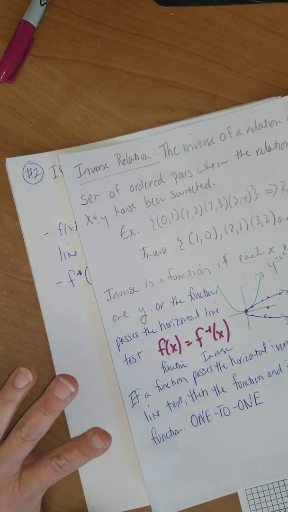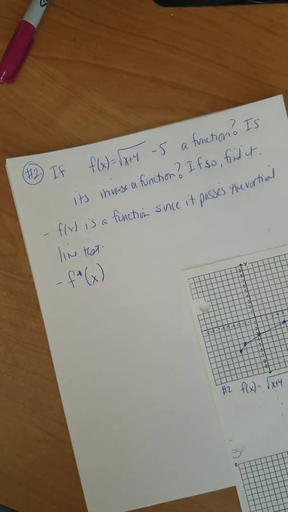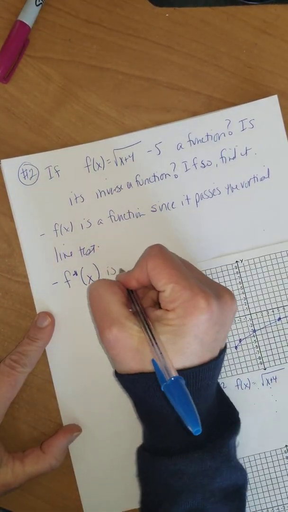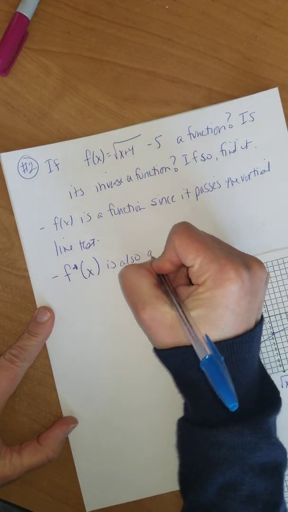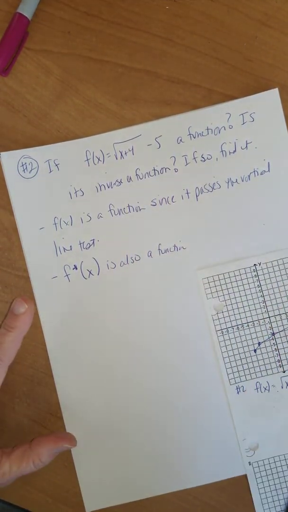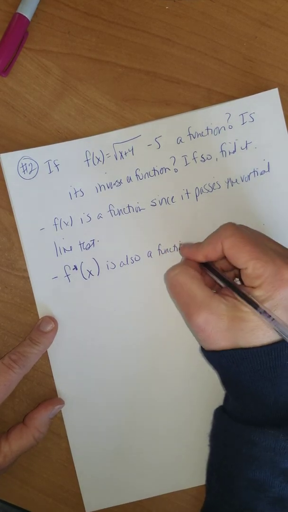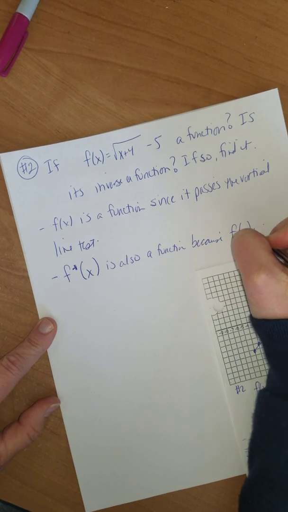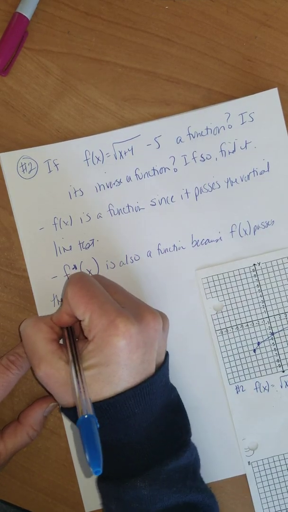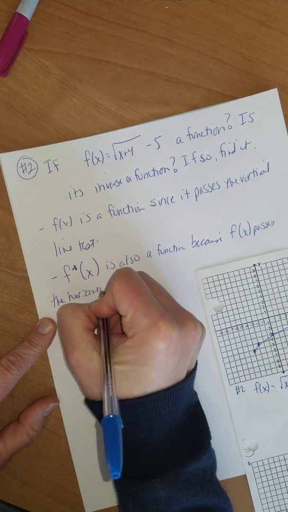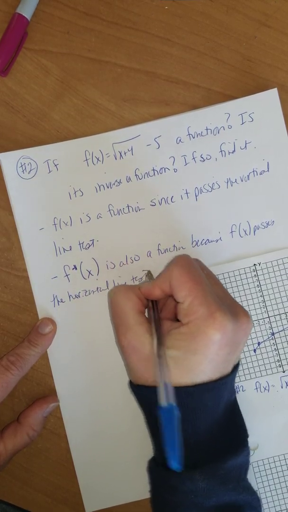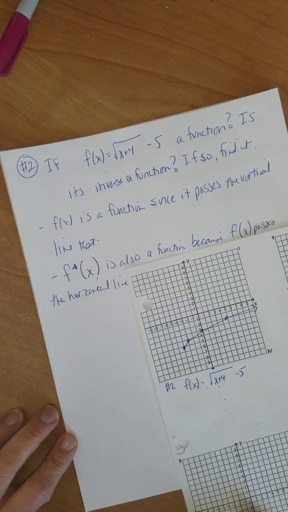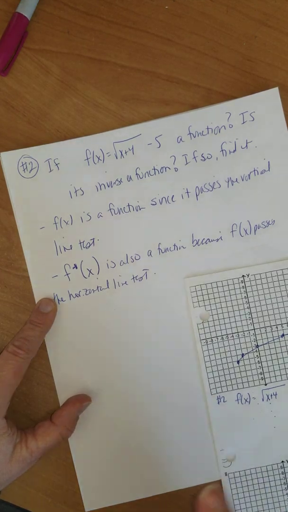All right? Because everybody's going to have a pair. So my inverse is also a function, and I'll show that with the vertical line test too. But it's also a function because f of x passes the horizontal line test. So I'm going to do a couple things to find the inverse function as far as an equation goes, and then the table goes.